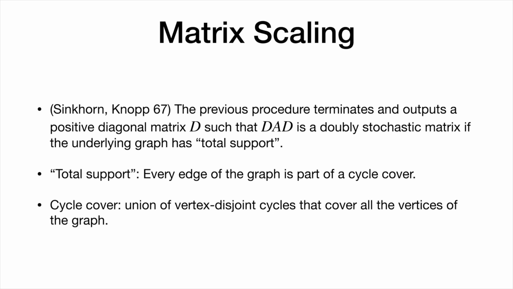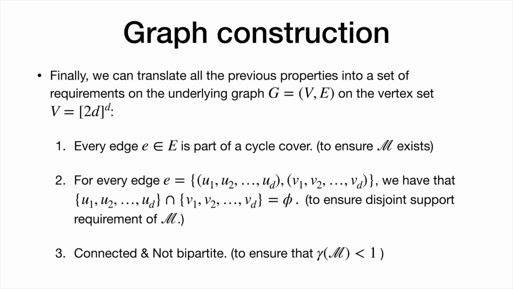And what is total support in this context? They mean that every edge of the graph is part of a cycle cover. A cycle cover is a union of vertex-disjoint cycles that cover all of the vertices in the graph. This total support requirement on the graph is needed to construct that doubly stochastic matrix, which is the symmetric Markov chain.